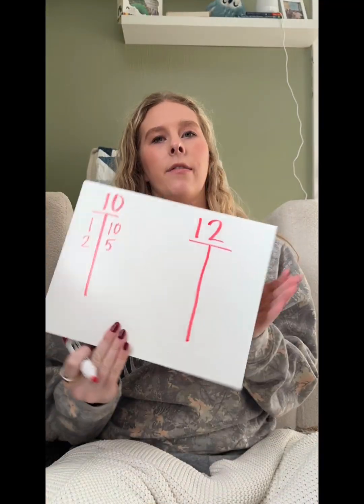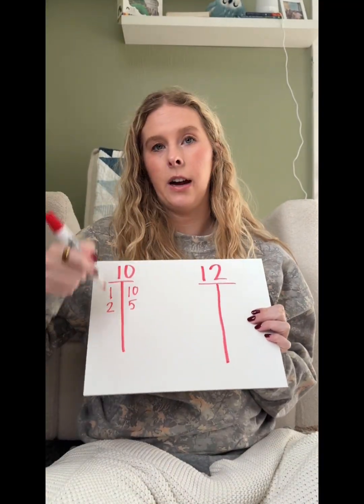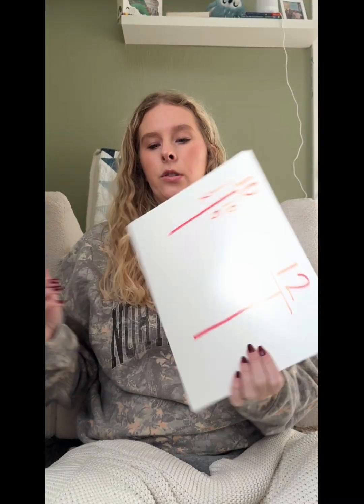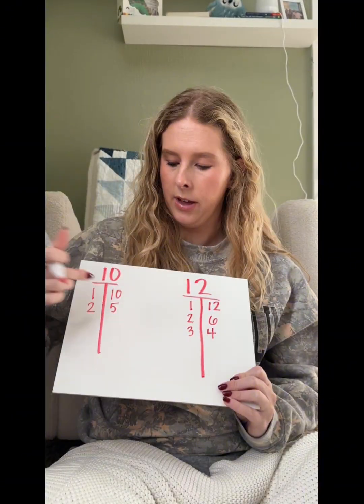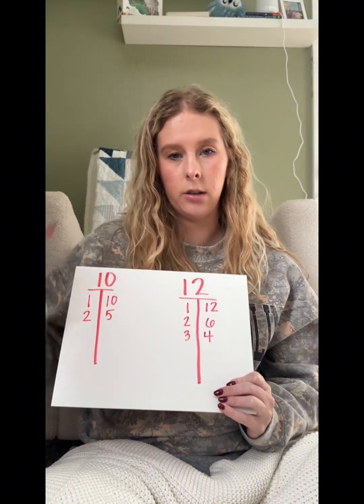3 times nothing gives me 10. 4 times nothing gives me 10. And then I'd be back at 5. So that's your factors of 10. For your factors of 12, we have 1 times 12, 2 times 6, 3 times 4, 5 would not work, and then 6 is already on there.